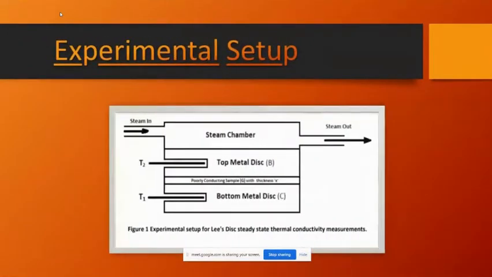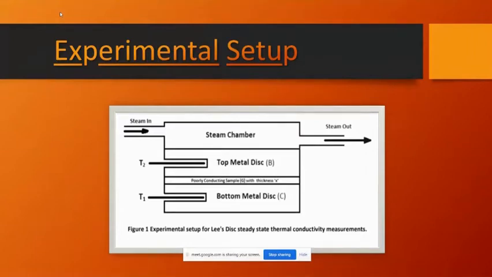Now, talking about the experimental setup. The experimental setup consists of what is shown in the image. You can see there are two discs. Generally, we use a brass disc, and in between, a sample material of very small thickness X is taken. In the bottom disc and upper disc, two thermometers are attached, T1 and T2, and from above, heat is supplied with the help of a steam chamber.